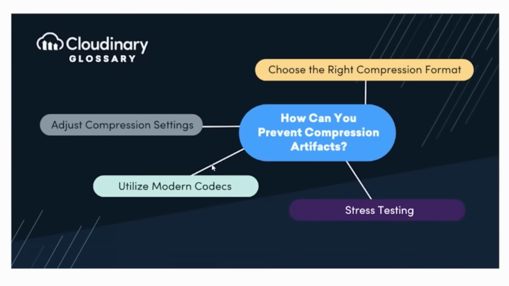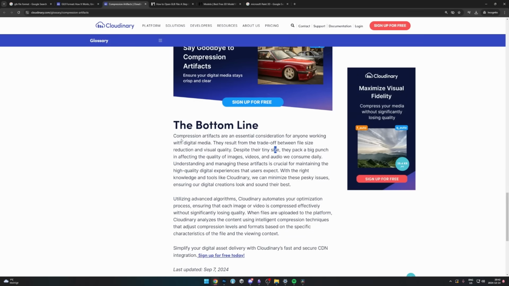We have a PowerPoint slide. Cloudinary glossary. How can you prevent compression artifacts? Adjust compression settings. Choose the right compression format. Utilize modern codecs. Stress testing. The bottom line. Compression artifacts are an essential consideration for anyone working with digital media. They result from the trade-off between file size reduction and visual quality. Despite their tiny size, they pack a big punch. I don't know if I've ever heard anyone describe compression artifacts as tiny.